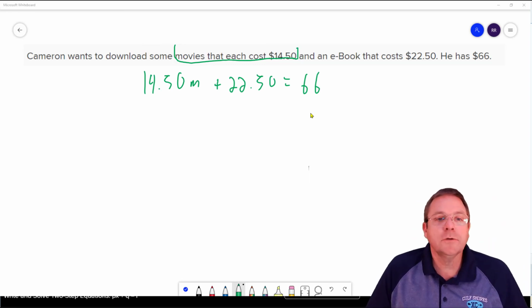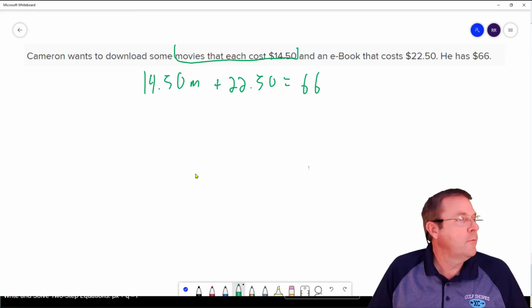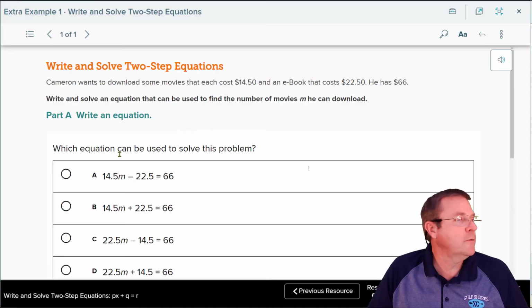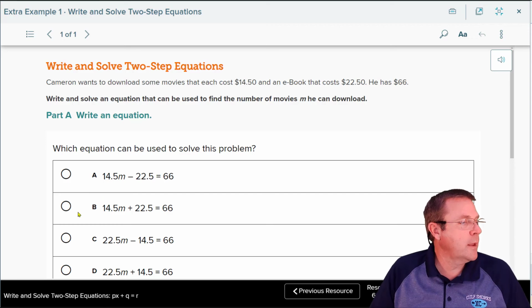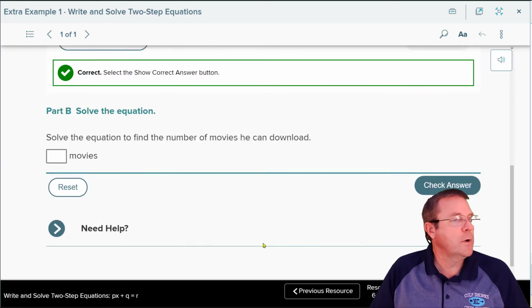Going back to the question that they gave us, they said write and solve an equation that can be used to find the number of movies he can download. So I did that. I've got my $14.50 m plus $22.50 is equal to 66, and that means that I've got B is going to be my correct answer, and that checks. And then now we're going to have to solve it.